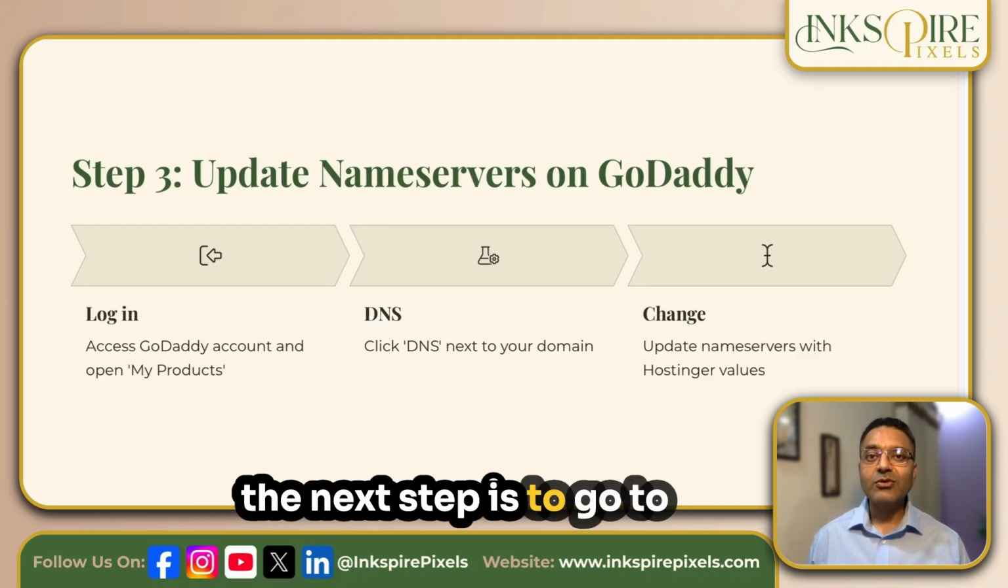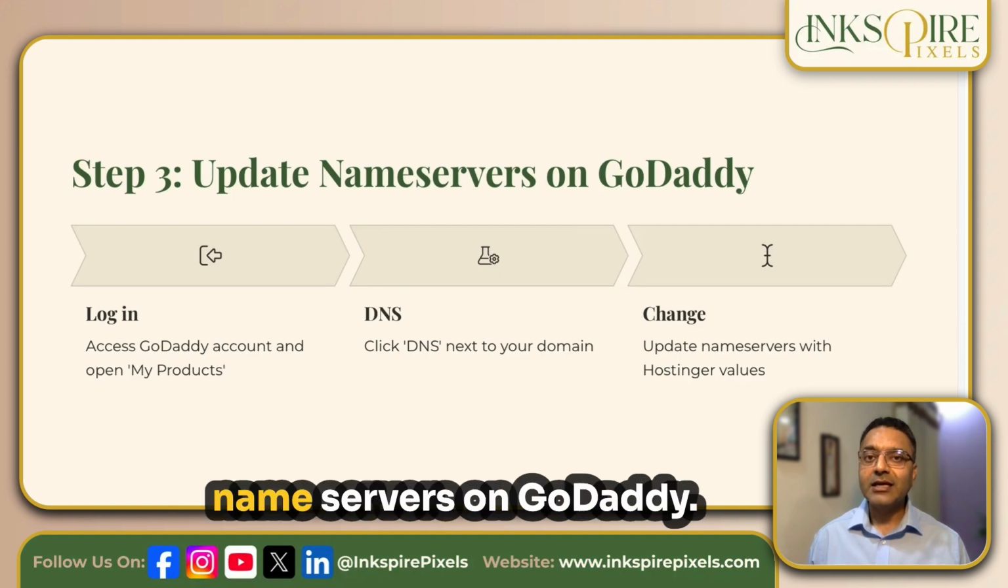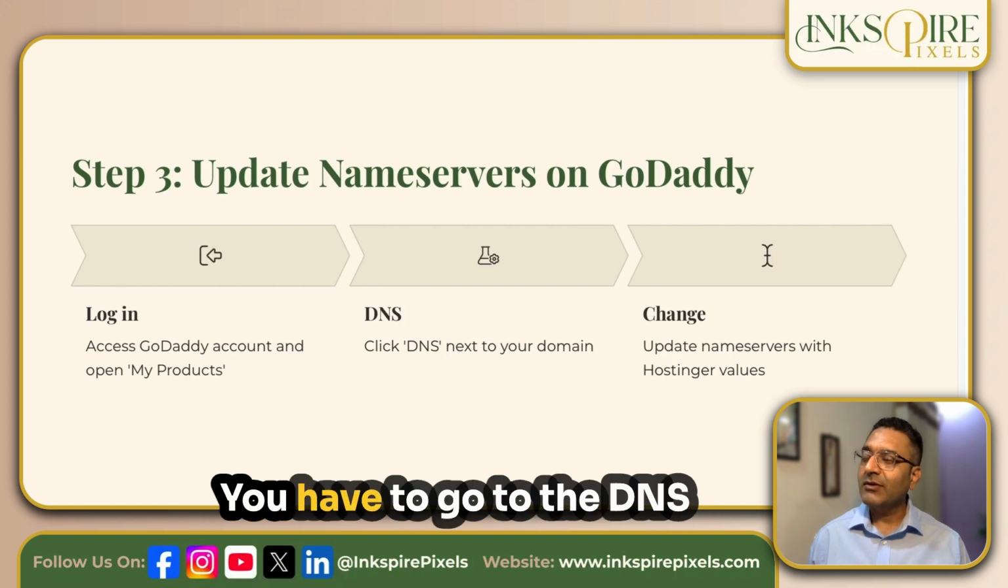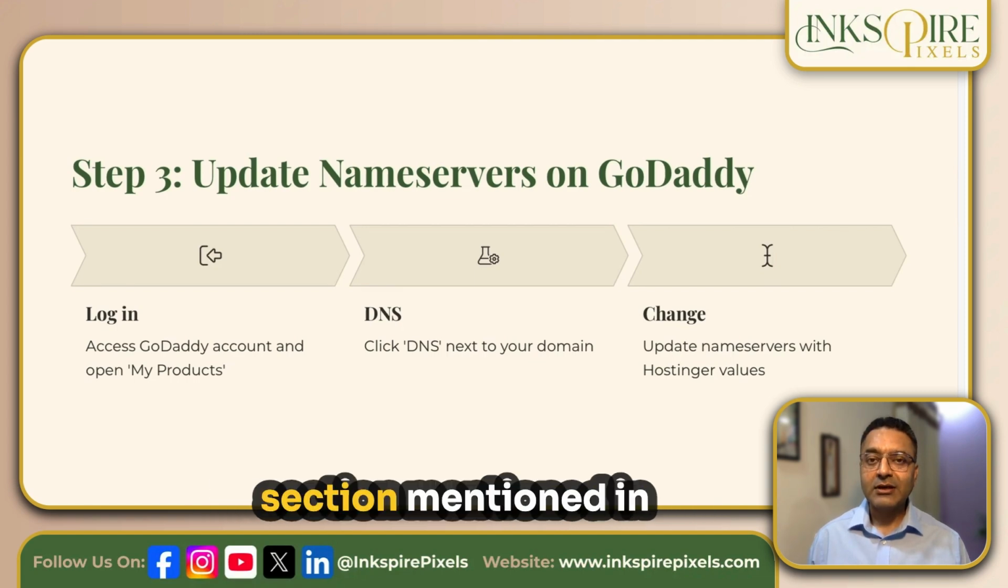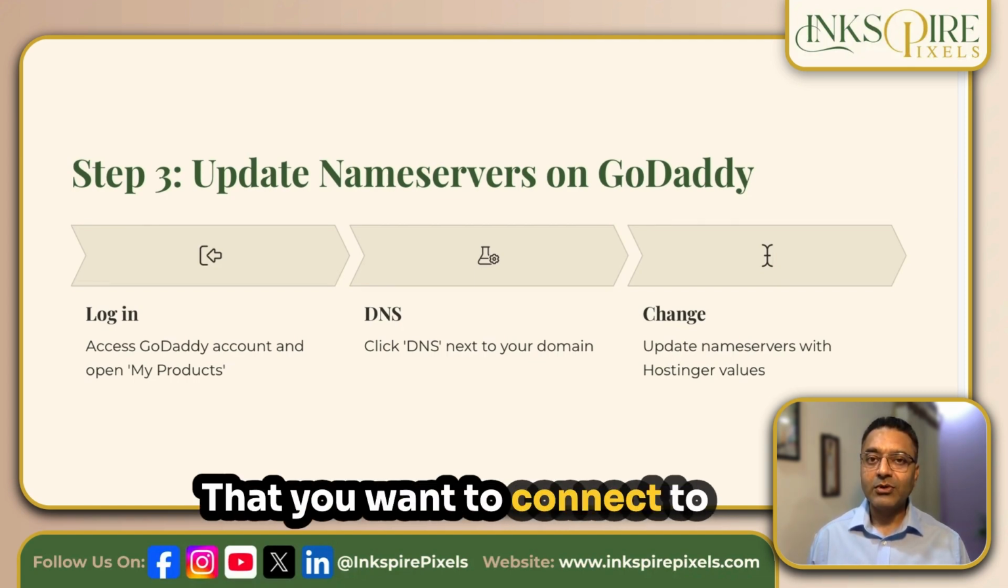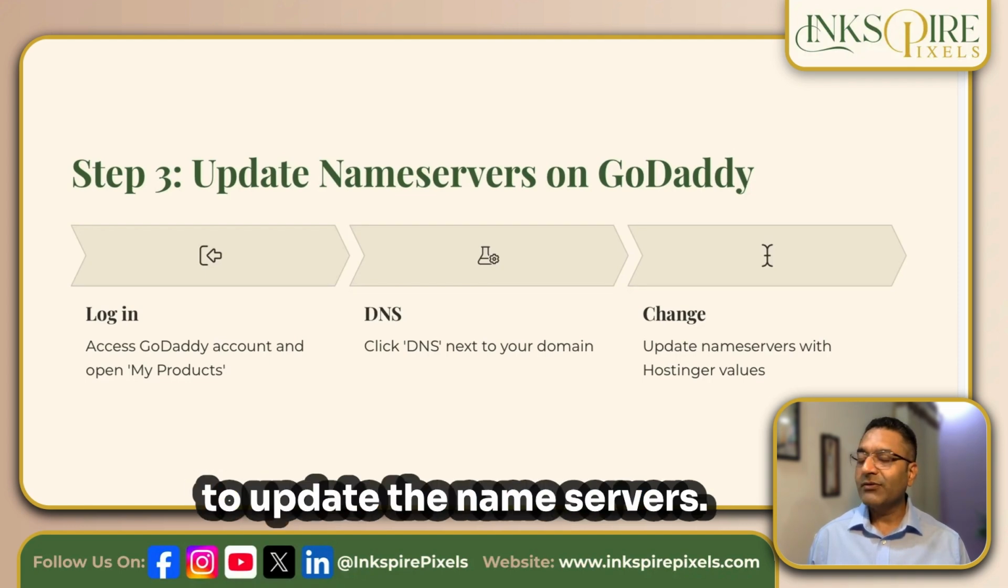Now that you know where to find the name servers on your Hostinger dashboard, the next step is to go to GoDaddy and update these name servers on GoDaddy. To do that, you have to log in into your GoDaddy account. You have to go to the DNS section mentioned in front of this domain name that you want to connect to Hostinger, and then you have to update the name servers. Let's do that.